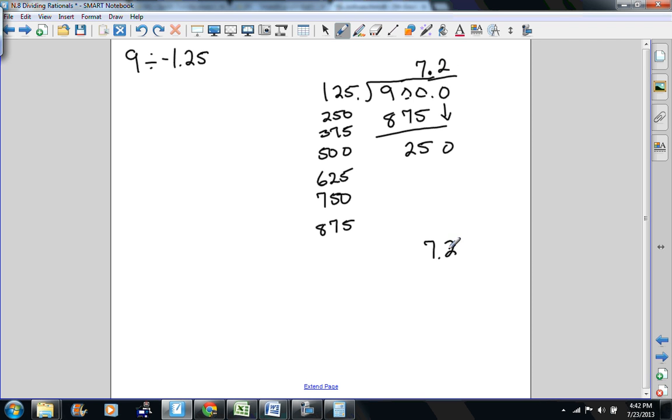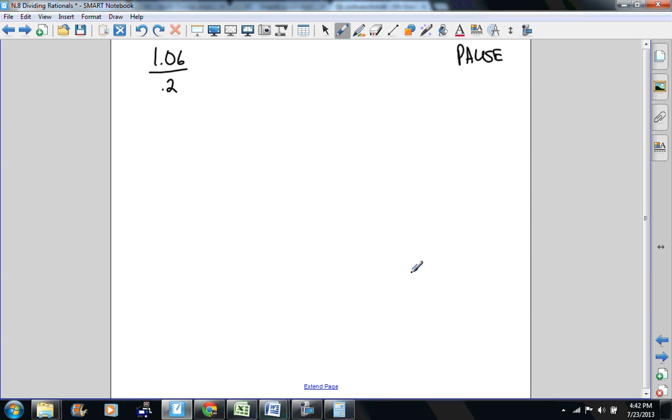We go back to the beginning and ask ourselves, should this be positive or a negative? And it should be negative because a positive divided by a negative should be negative. And there is our answer. I will try my hardest to give you problems that do not go on forever. At some point they'll end on these long division ones. Okay? I want you to try this one on your own.